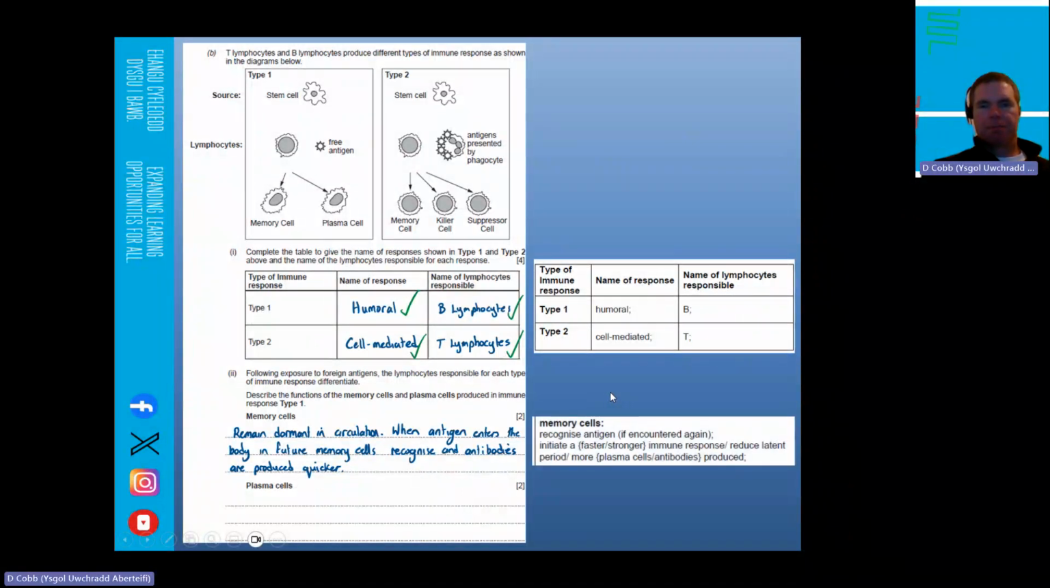Here's the mark scheme. So let's see what I've got. Well, the idea that they recognize the antigen, I've given myself a tick next to that.